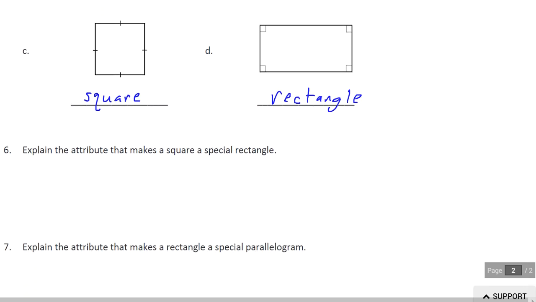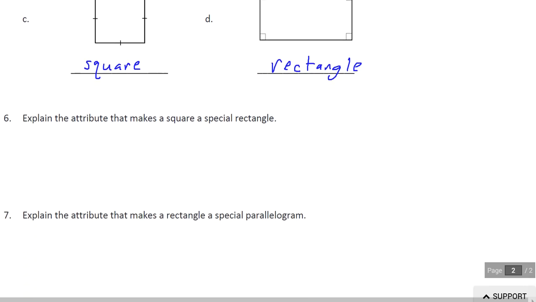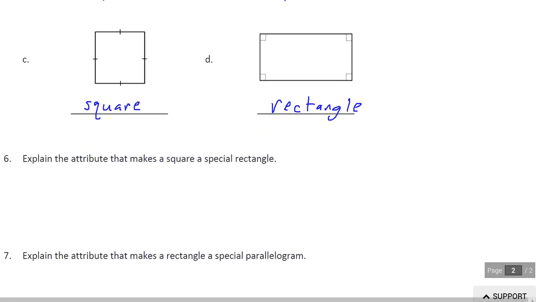Explain the attribute that makes a square a special rectangle. So, well, just look at your example right here above. What makes the square special? A special kind of rectangle. What does it have that the rectangle doesn't have? Think about it that way. Hit pause and hit play and write your answer when you're ready.